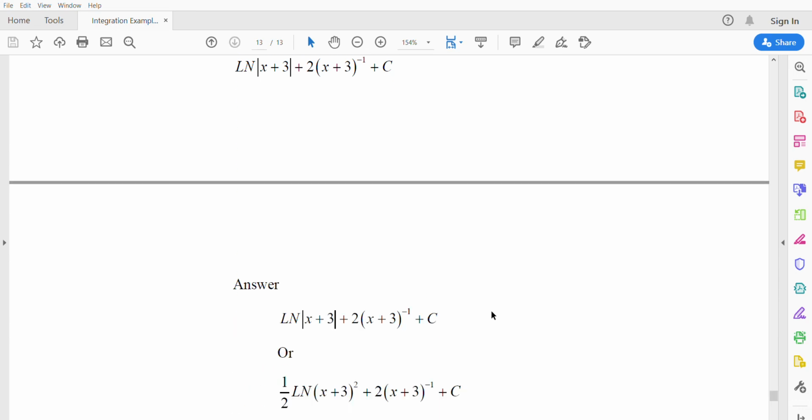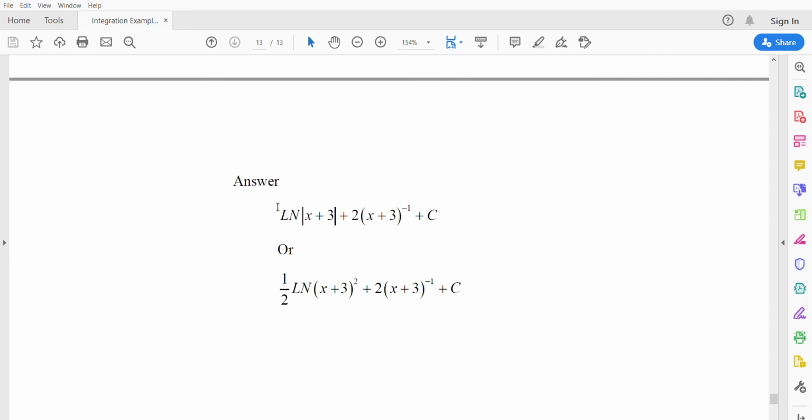So my answer can be written a couple of different ways. One of them is the natural log of the absolute value of x plus 3 plus 2 times x plus 3 to the negative 1 plus a constant, or 1/2 times the natural log of x plus 3 squared plus 2 times x plus 3 to the negative 1 plus a constant.